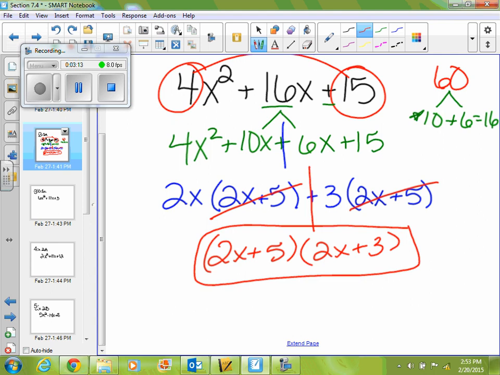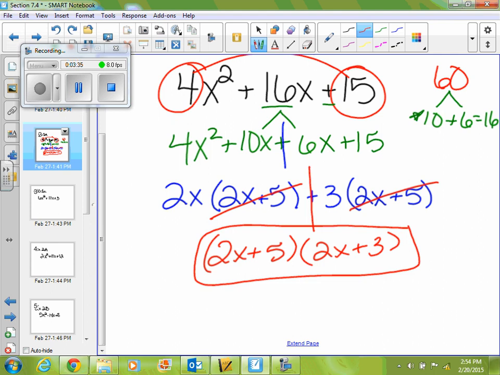How do we get 3? Because we took 3 out of 15. 15 divided by 3 is 5. Yes. And then we've pulled the 2x plus 5 out forward, right? So it moves one away. And then what's left is 2x plus 3. Okay. Does that make sense?